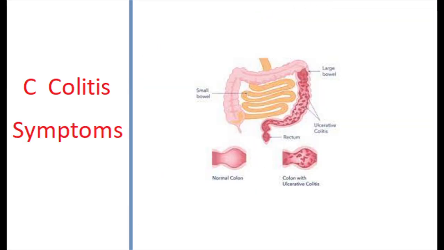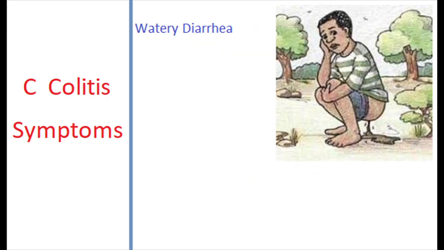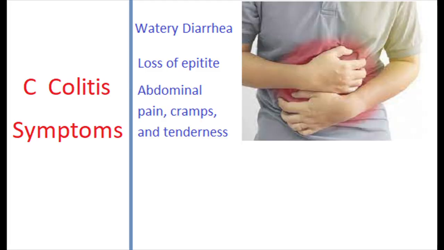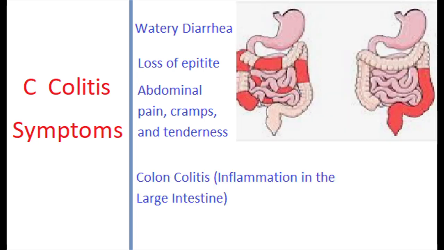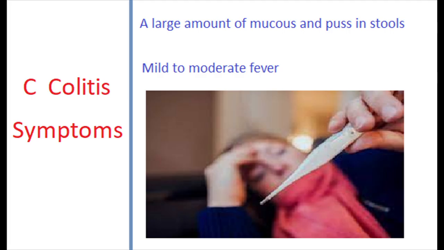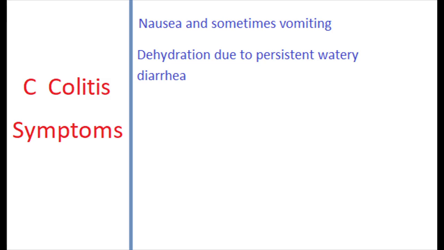C. diff colitis symptoms. Usually, C. diff colitis appears with the following signs and symptoms: watery diarrhea, loss of appetite, abdominal pain, cramps, and tenderness, inflammation in the large intestine, a large amount of mucus and pus in stools, mild to moderate fever, nausea and sometimes vomiting, and dehydration due to persistent watery diarrhea.